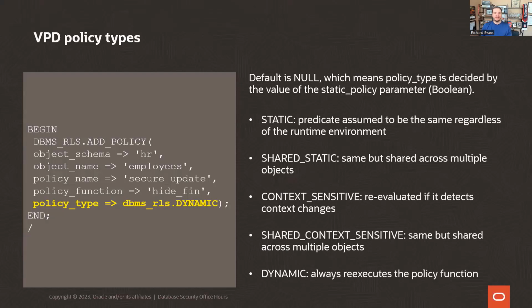But one of the ways we try to minimize that here is by a policy type. In my example, I've defined it as dynamic, which means every time that select, insert, update, or delete is run, I want to go ahead and re-execute that policy function. Probably not the best for performance reasons. Maybe if you're doing a delete and you're not doing deletes very often, maybe, but I would probably use something more like context sensitive, where it reevaluates if it detects context changes. So if there's something about that session that changes, then we're going to reevaluate those and rerun that policy function again at that point in time.